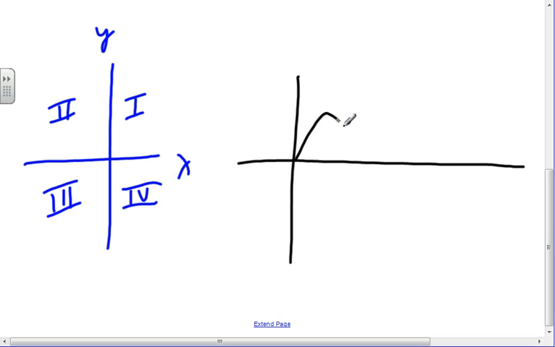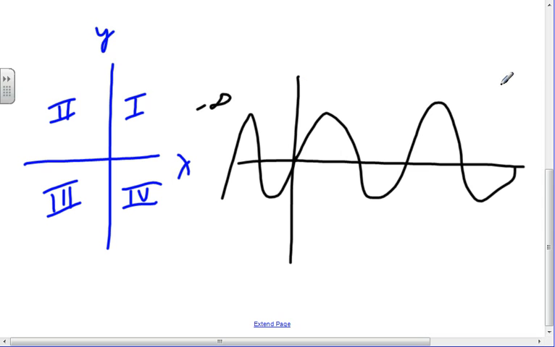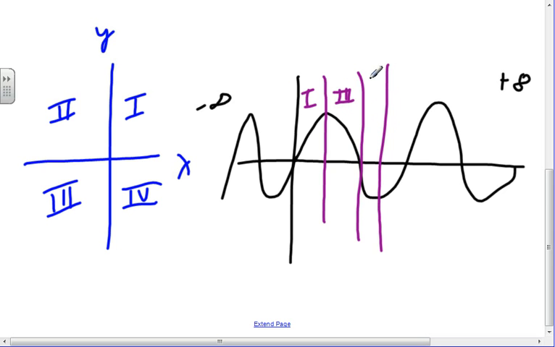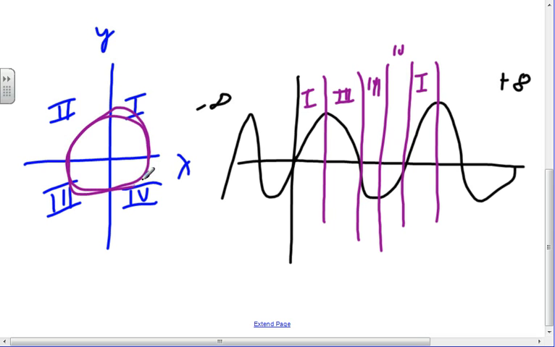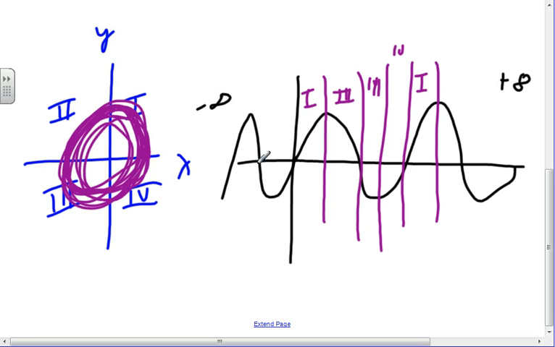Now, if I draw the sine function, it does this. And it goes from plus infinity to minus infinity. It just keeps on going. But my first quadrant is there, and my second quadrant is there, and my third quadrant is here, and my fourth quadrant is there. And then I'm back to the first quadrant again. As I rotate, the unit circle rotates around there, roundy, roundy, roundy, but he's also going up and down, up and down like a sine wave while he's doing that.